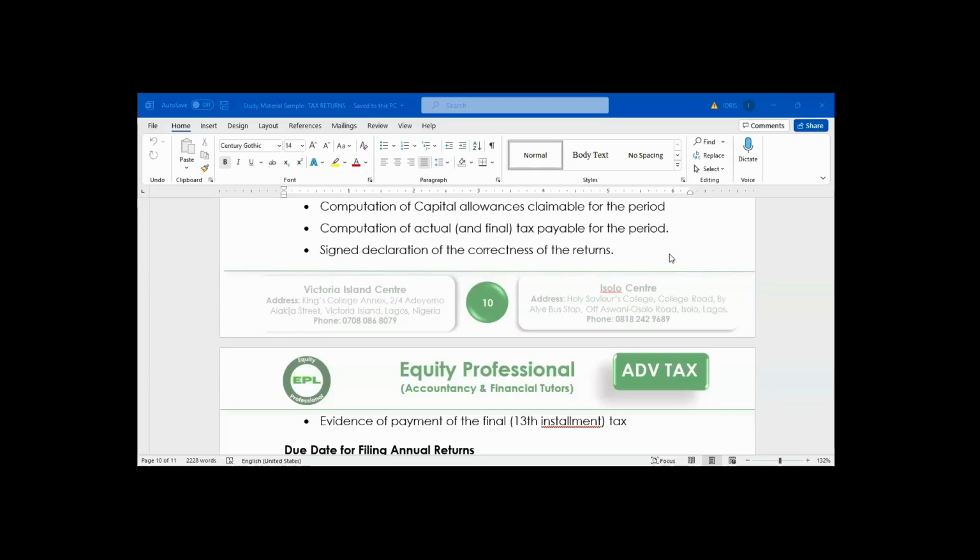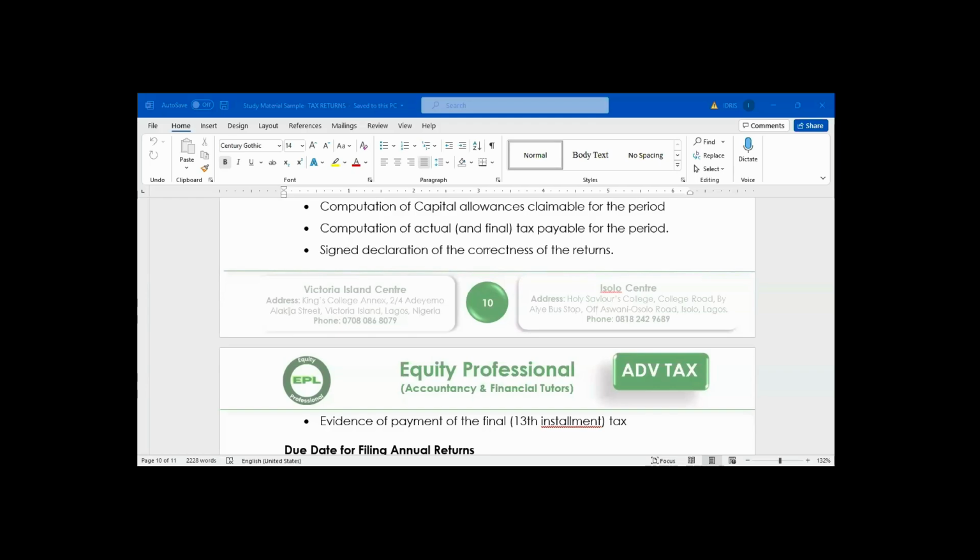I think we are talking about tax return. We have talked about personal income tax return. Under the tax return, we look at type of tax return: personal income tax return, company income tax return, petroleum profit tax return.